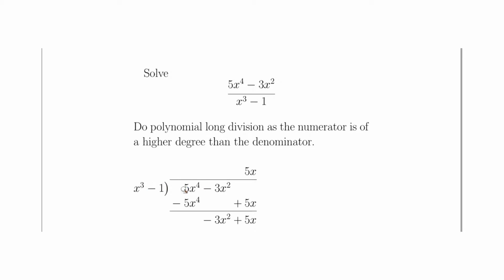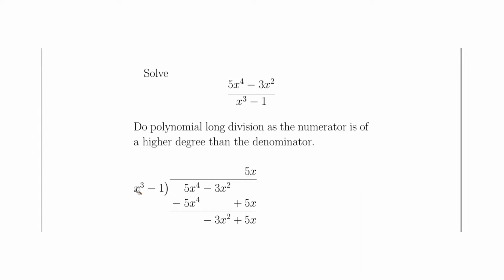So again, starting from the left, 5x to the 4 divided by x cubed will give us 5x. If you notice here, we've left the gaps as we always need to, and 5x goes at the top. Then we multiply the 5x by the x cubed minus 1. And remember to flip the signs.